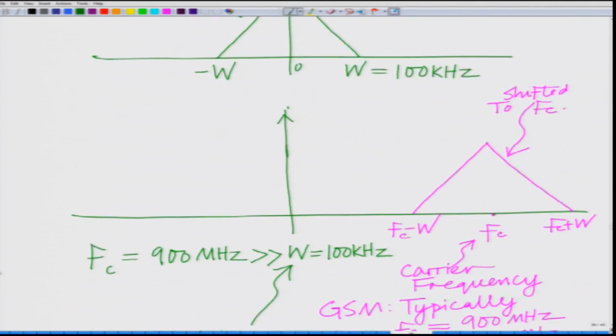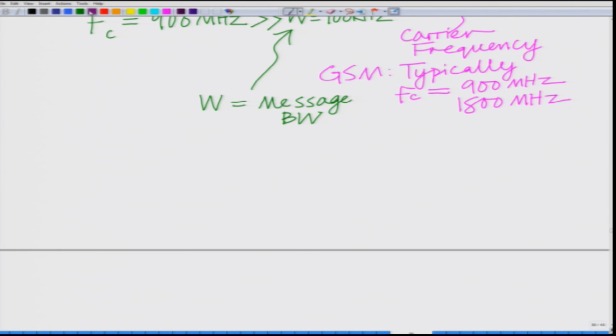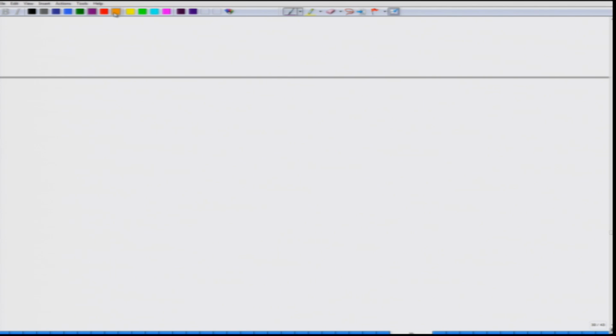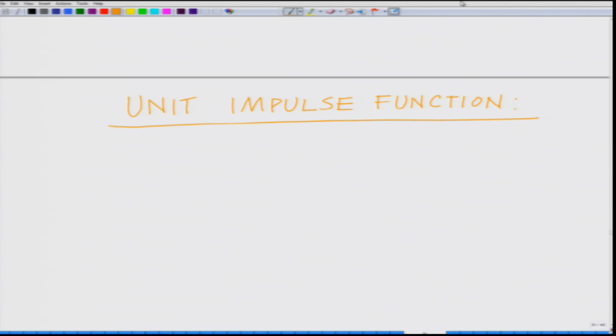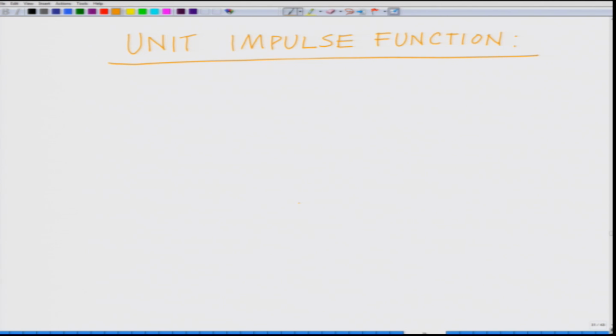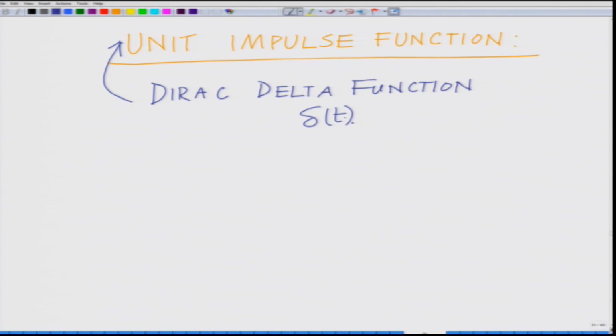Now, let us look at another very special function in both signal processing and communication, for which we want to compute the Fourier transform, and this is basically the unit impulse function. So, let us start looking at another very interesting and important function, which is the unit impulse function. Now, this unit impulse function is also known as the Dirac delta function, denoted by delta t.